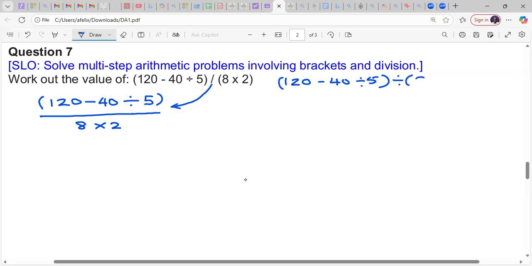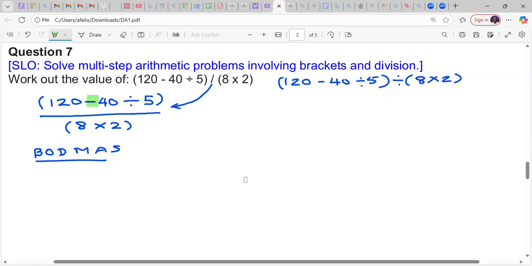And then you have brackets 8 by 2. So two sets of brackets involved, right? Let's put it in. So if we go in with BODMAS, then we must first work our operations within the brackets. So let's take the one on top, within the brackets.